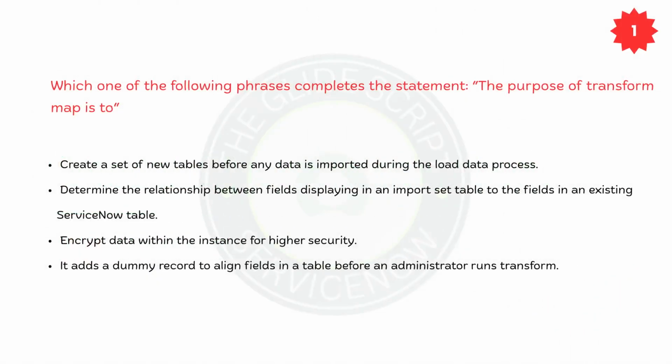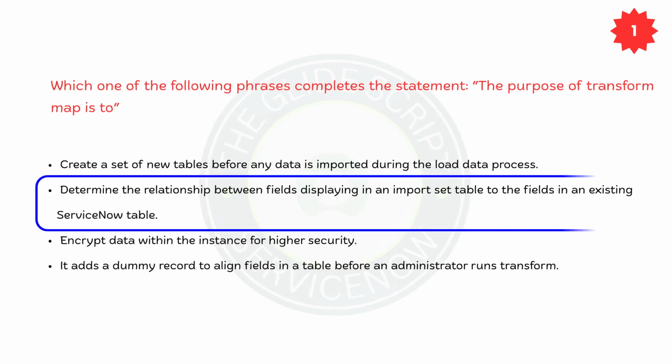So, question number 1: which one of the following phrases completes the statement? The purpose of a transform map is to. There are 4 options given. Read carefully, pause the video and try to answer by yourself. The answer will be option B: determine the relationship between fields displaying in an import set table to the fields in an existing ServiceNow table.